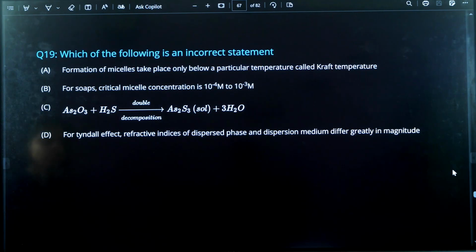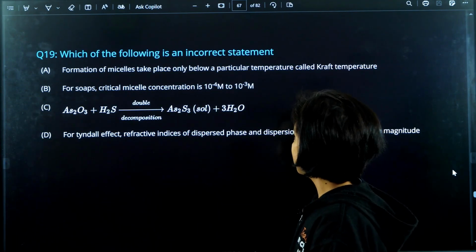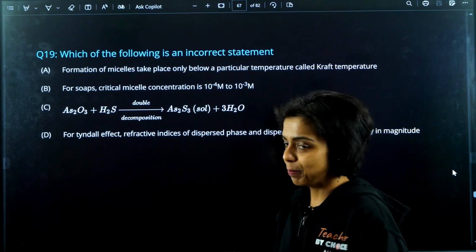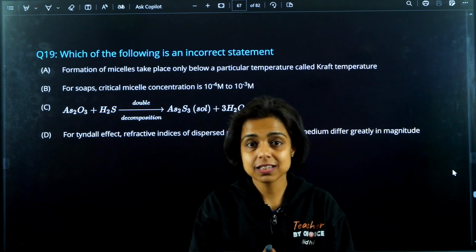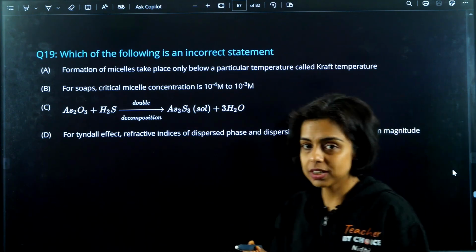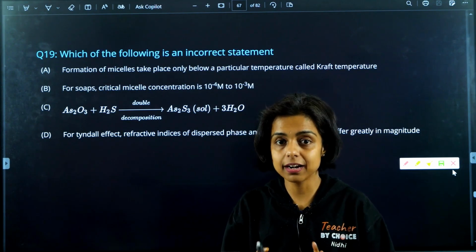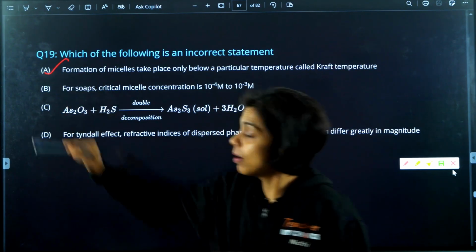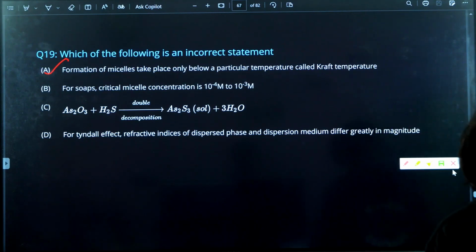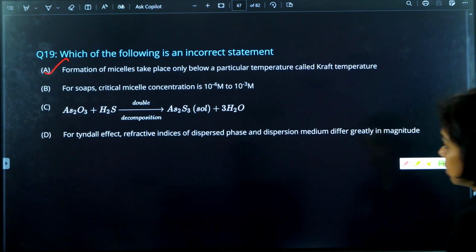Okay. Which of the following is the incorrect statement? Okay, let's check. Formation of micelle takes place only below a particular temperature called Kraft temperature. So micelle formation takes place above Kraft temperature. The very first statement is wrong. So the micelle formation takes place above or equal to CMC, right? It happens, and the temperature should be above Kraft temperature. Should not be below this, right? It should be above Kraft temperature. Clear? Yes. Okay, so this is a wrong statement.